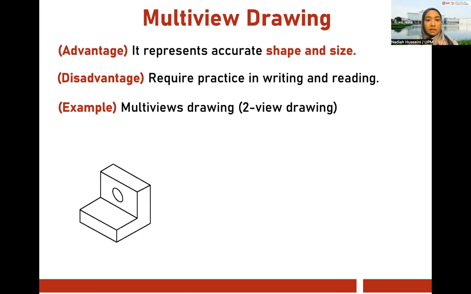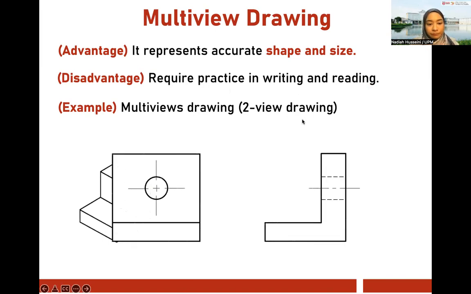Okay, so the advantage. So this is now multi-view drawing. The advantage is that it represents accurate shape and size. Earlier we saw the front view has no rotation, no angle. Disadvantage, it requires practice in writing and reading. Obviously, everything needs practice. For example, multi-view drawing, two-view drawing. So this is what you get from that same object. You get the front and the side. This is multi-view. When we have that angle, it's called isometric, the third dimension, right? Multi-view is easier to work with.